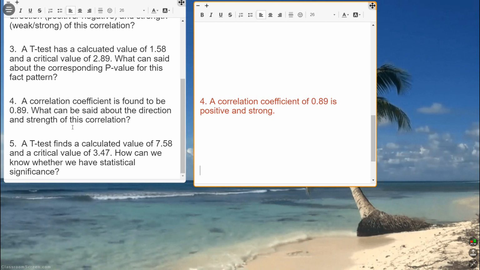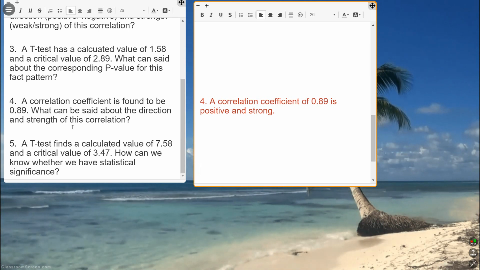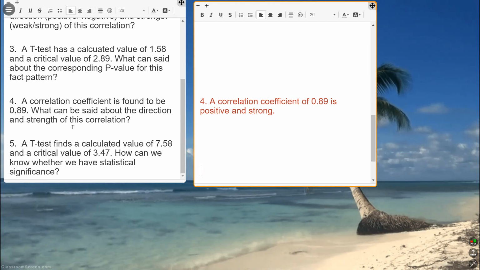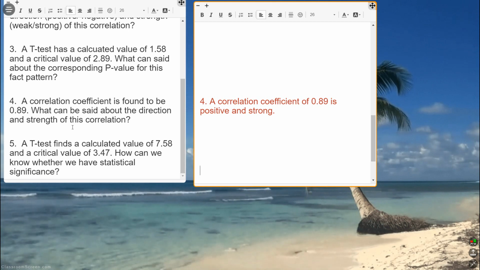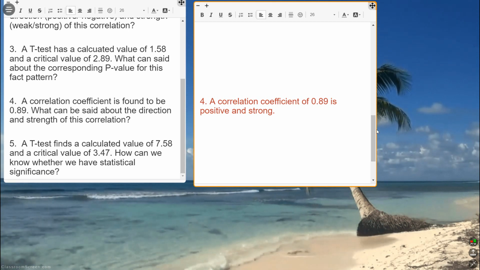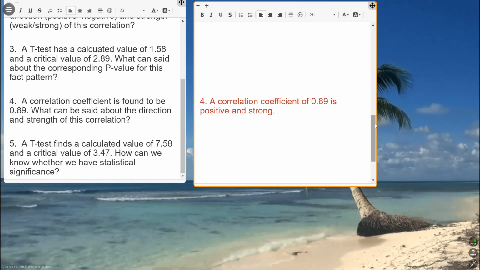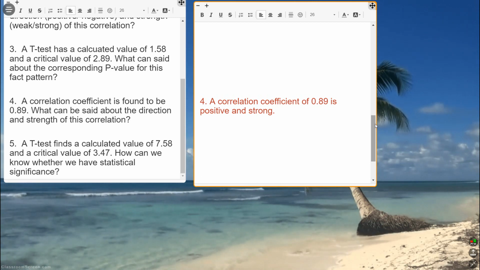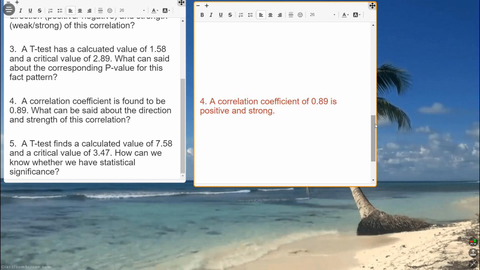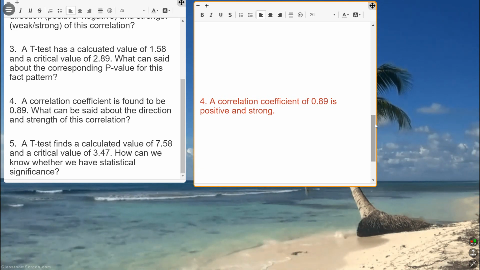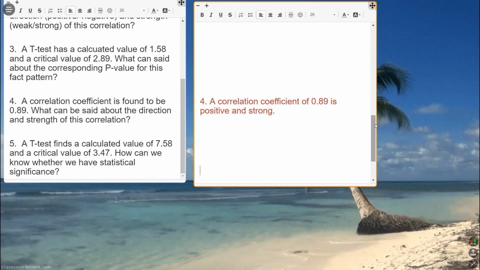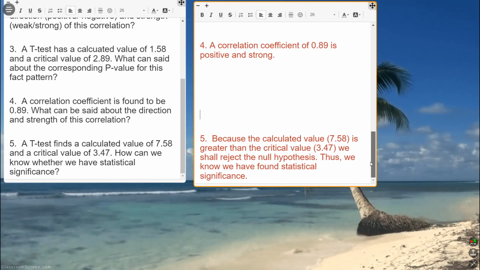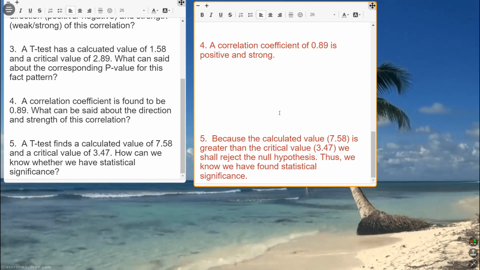A t-test finds a calculated value of 7.58 and a critical value of 3.47. How can we know whether we have statistical significance? And this is kind of echoing the last homework assignment. That was homework number 4 last week. Again, I just want to hammer it home about how you know you find statistical significance. You know you find statistical significance if you reject the null hypothesis.